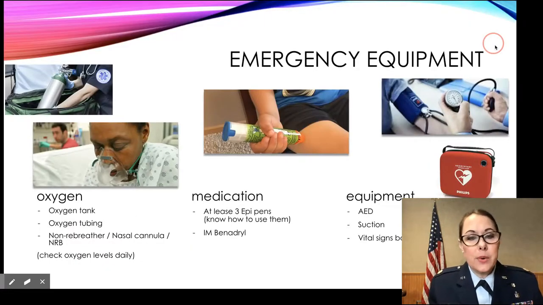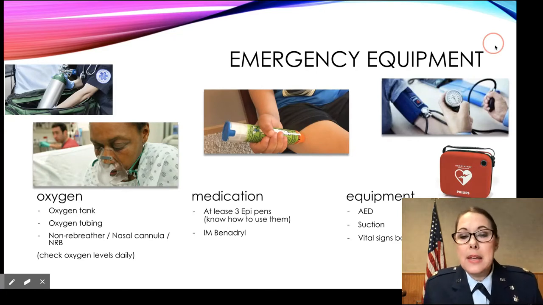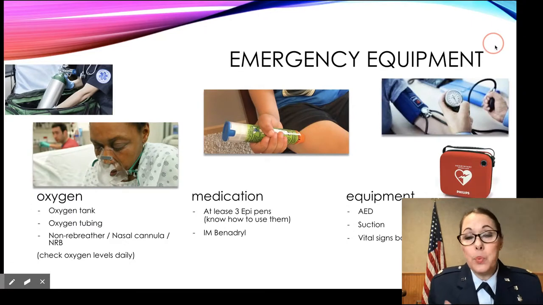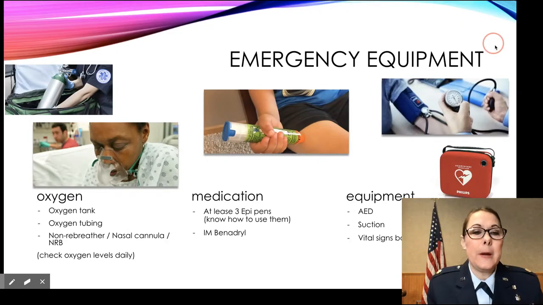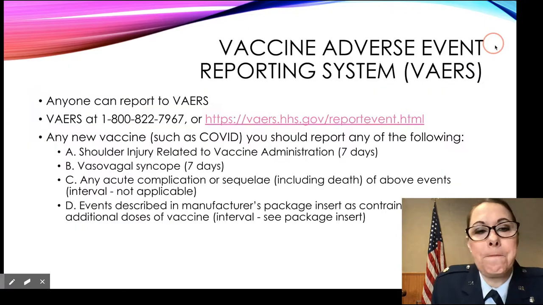So again, emergency equipment, we're going to have oxygen, we're going to have tubing, non-rebreathers, nasal cannulas, we're going to have EpiPens, at least 3. We're going to have IM Benadryl, an AED, suction, vital signs, all of those things we have at our base. And when we're giving immunizations, we carry them with us. We have them at all times, and we're just always prepared. Make sure your oxygen tanks are not empty before giving them as well.